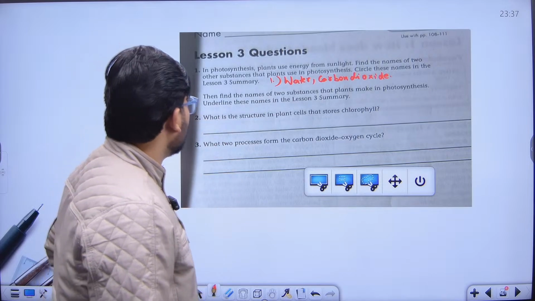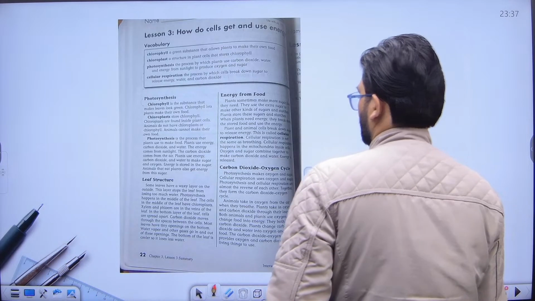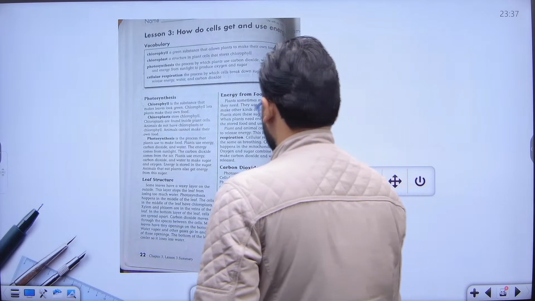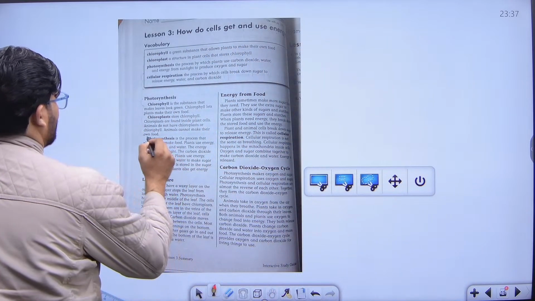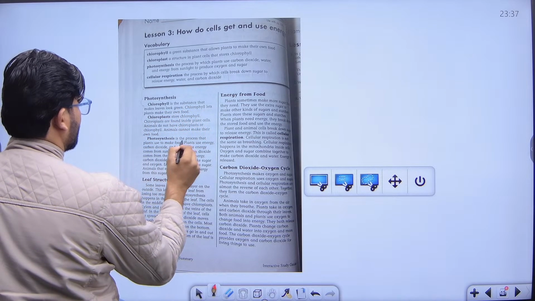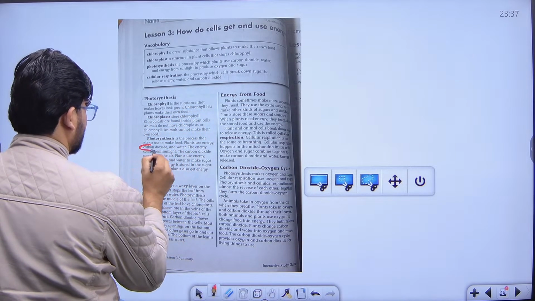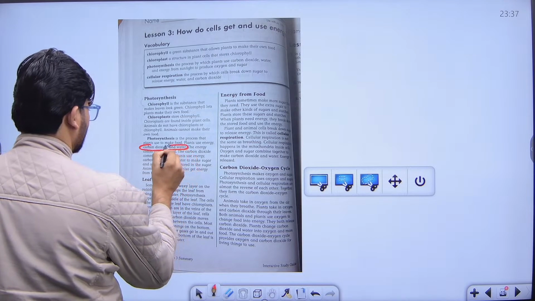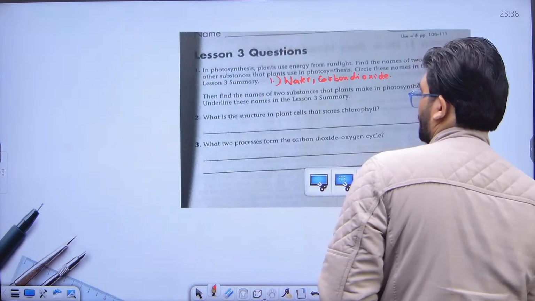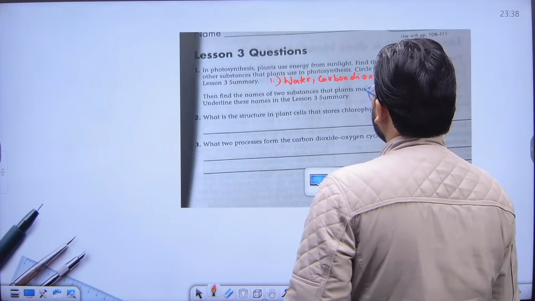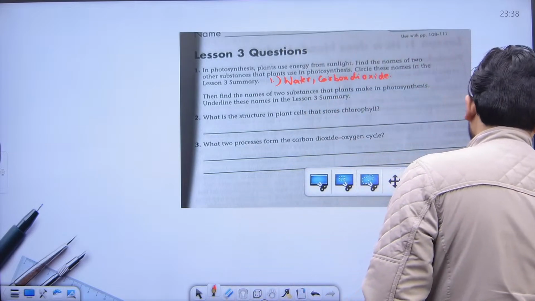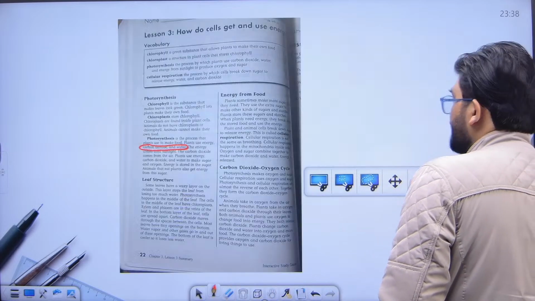Circle the names in the lesson 3 summary. Okay, where is the lesson 3 summary? You can see here, you can circle this here: carbon dioxide and water. Now find the names of the two substances that plants make in photosynthesis. Underline these names in the lesson 3 summary. So what are the two substances that plants make?